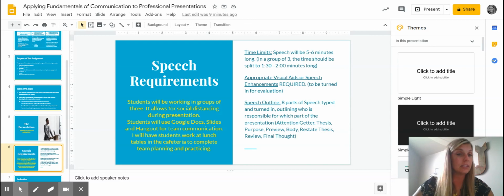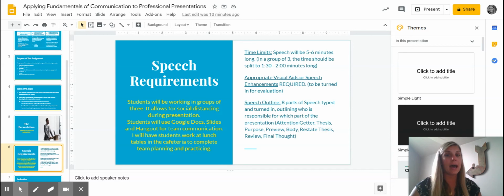The limits, so the speech. Looking over here at the time limits, I am looking at 5 to 6 minutes. That allows each speaker to speak for 1.5 minutes to 2 minutes long. That gives me enough time to evaluate their speaking ability, what they contributed to the team, and so forth.